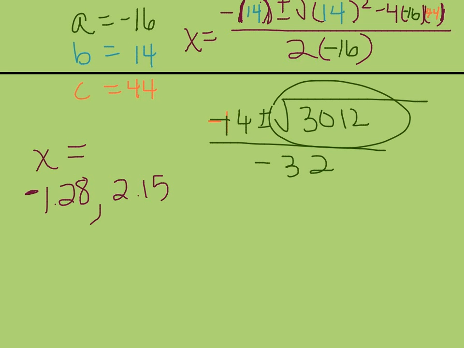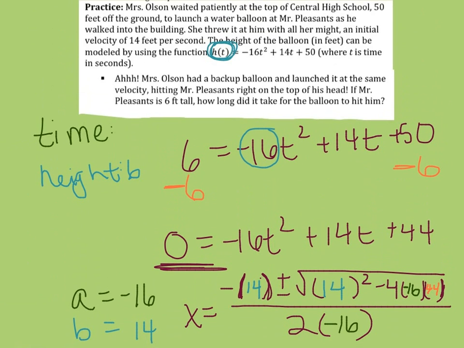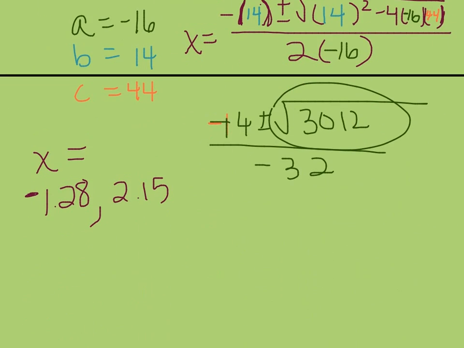So let's see what our two solutions are if we do that. What we get is that t could be negative 1.28 or 2.15. So now we have to go back to our context again and figure out what this means. The question asked us, how long did it take for the balloon to hit him? So we figure out that these are our solutions. Well, you can't have negative time, so it's got to be 2.15, which means our answer is that it took 2.15 seconds to hit him.